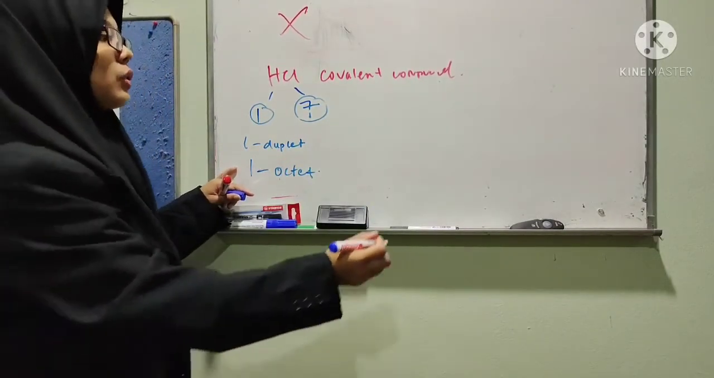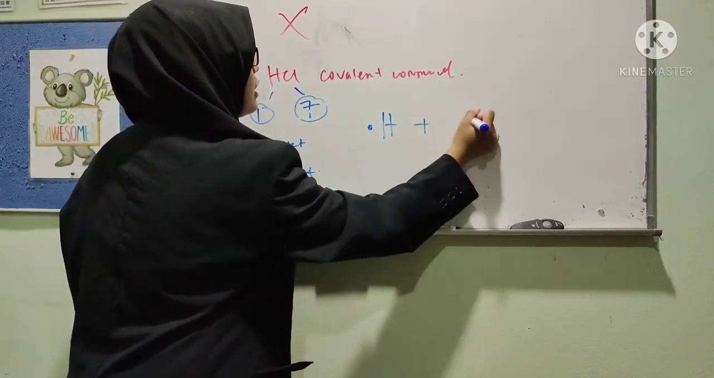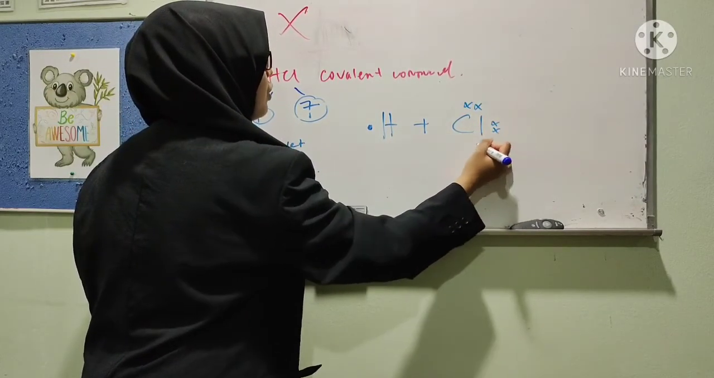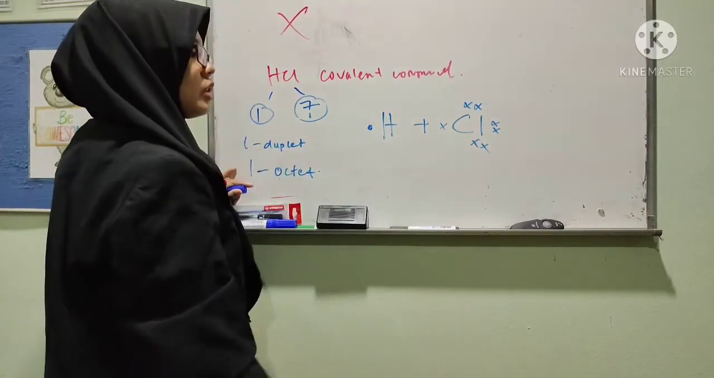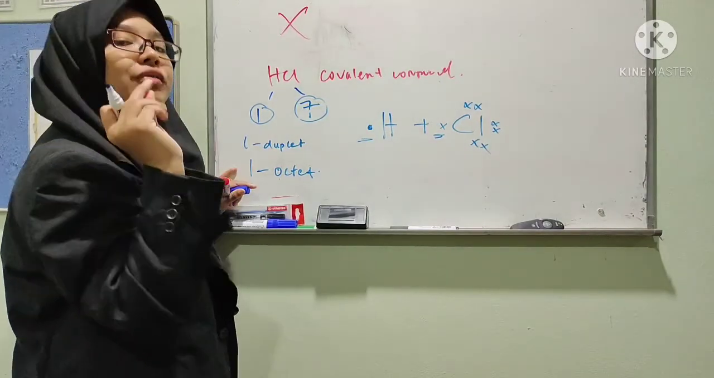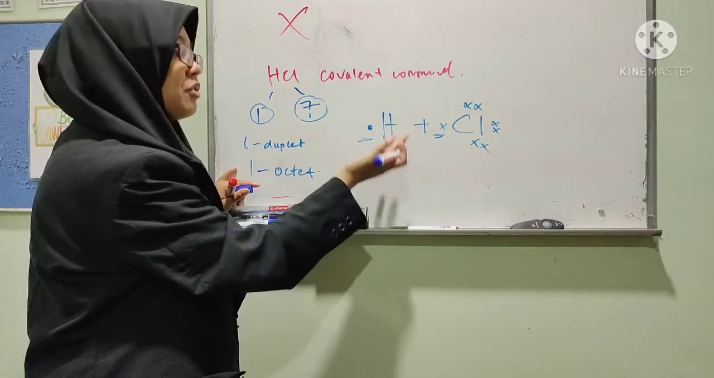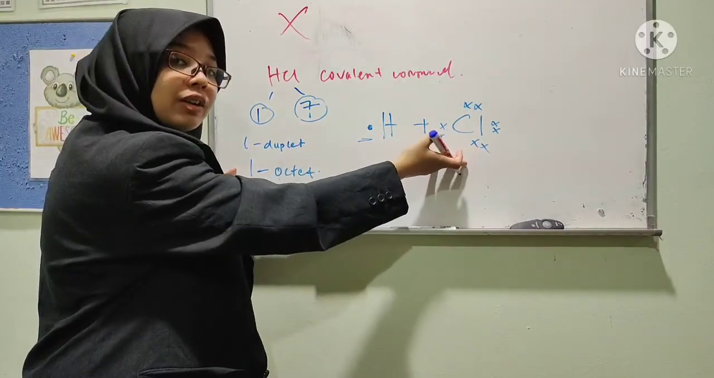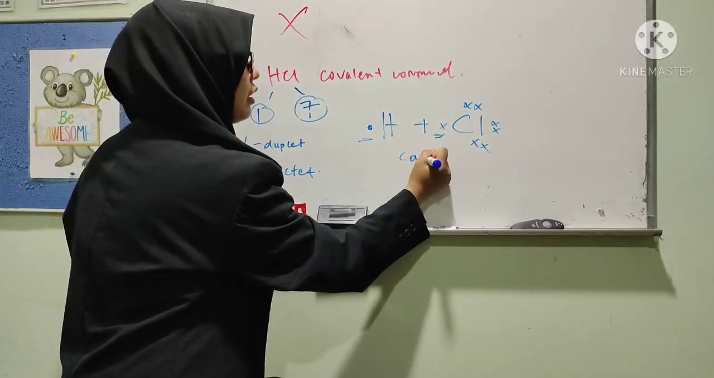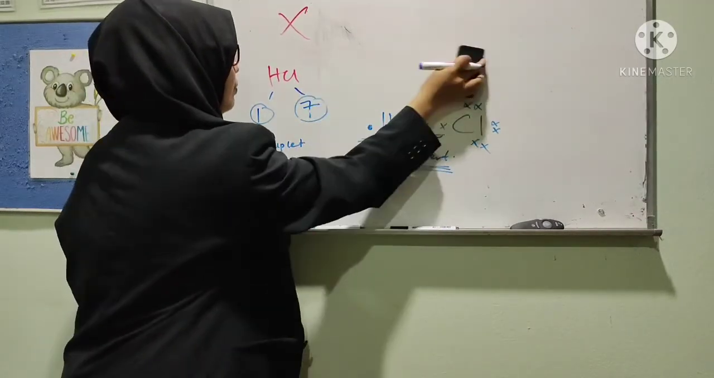Okay, so this is H, this is the electron, plus the chlorine, 1, 2, 3, 4, 5, 6, 7. Okay, so they include the transfer or the sharing. Of course, the sharing, right? If they transfer, what are they going to transfer? H only has 1 and lacks 1 electron. Okay, so they need to share. So it falls under covalent bonding.